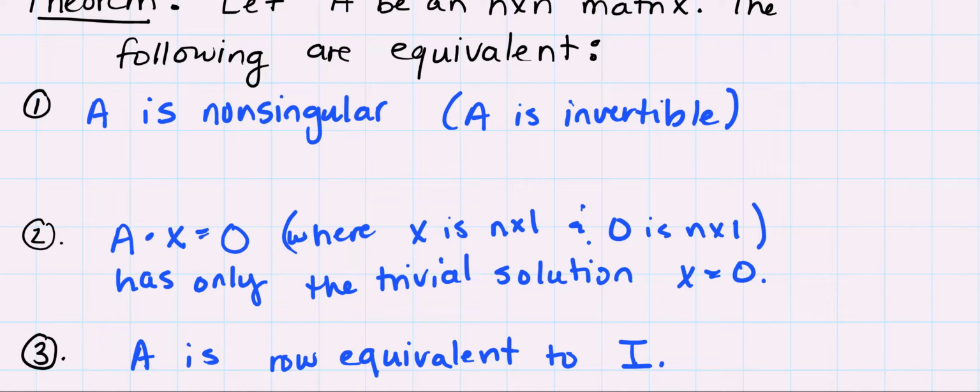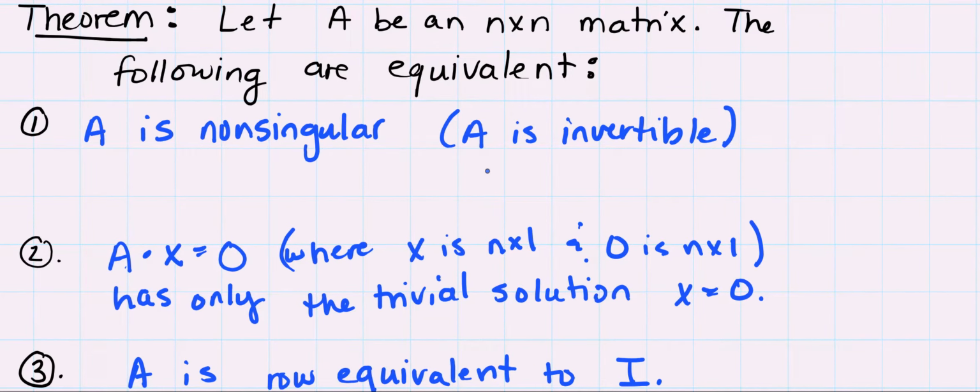So if you pick any one of these, let's say you had number 2, if you had a matrix that was n by n, where you had A times X is equal to 0, and it only had this trivial solution, then that would imply A is row equivalent to the identity matrix, and also A is non-singular. And if you had A is row equivalent to the identity matrix, you could show number 2 and you could show number 1. So having any one of these implies that you get all the other ones for free. Let's prove this.